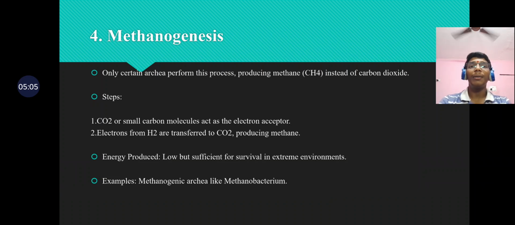This type of microbial respiration is only used by microbes which are present in extreme environments. Some examples of these are methanogenic archaea like Methanobacterium.